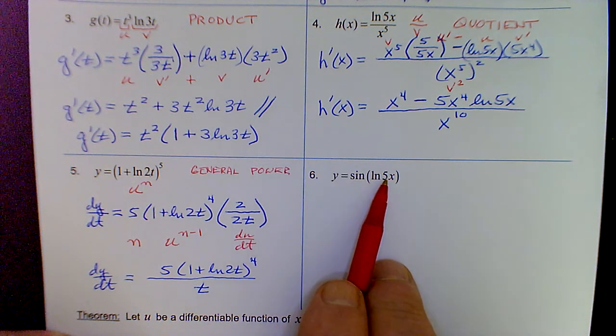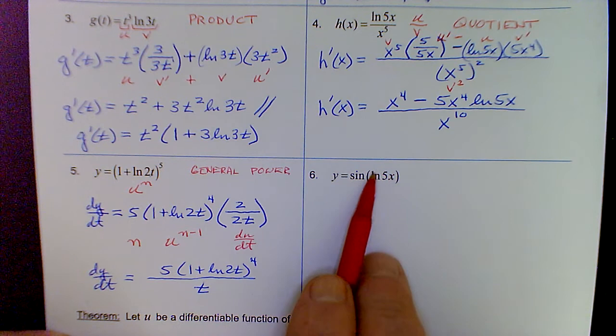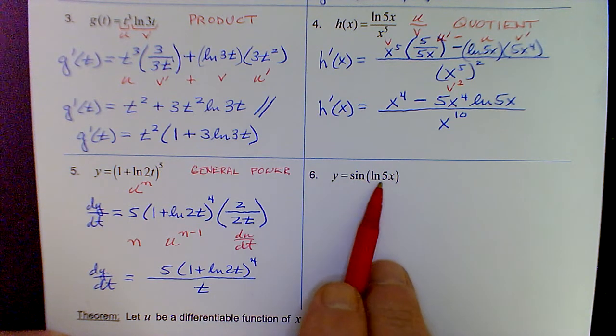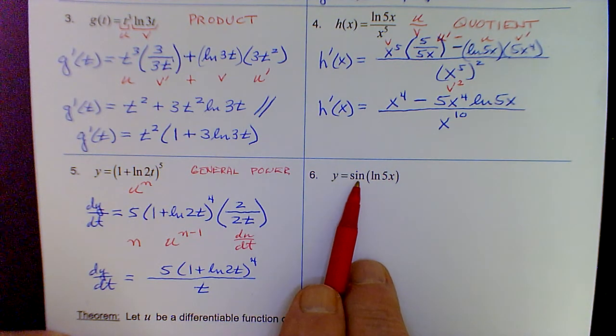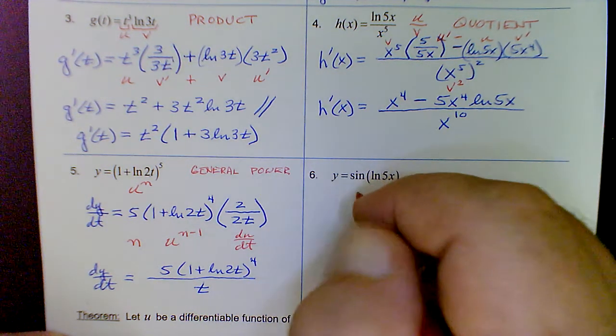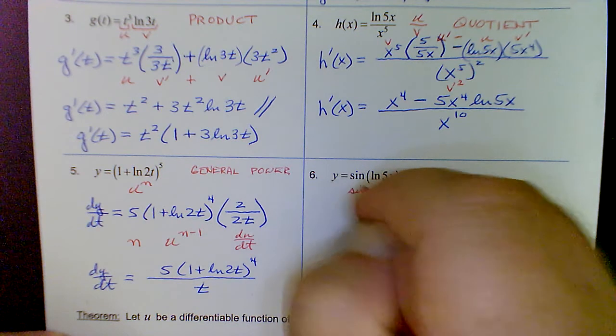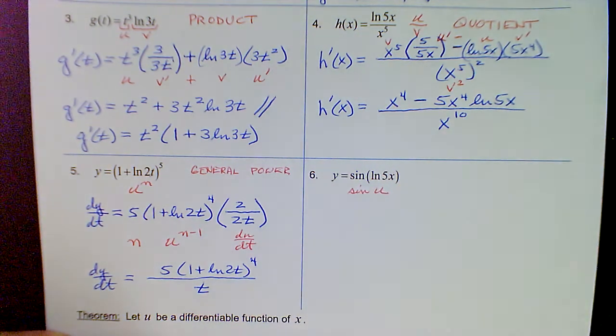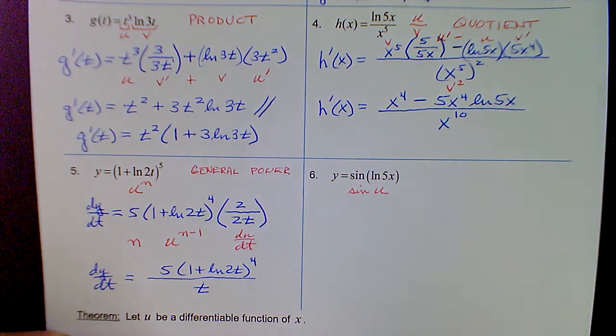So it's the sine of this function of x. It really doesn't matter what this is. The important thing is you understand this is the trigonometric function sine, that's an operator. So it's always the sine of some argument, as we've talked about in the past. So in terms of a basic formula, this is just sine of u.